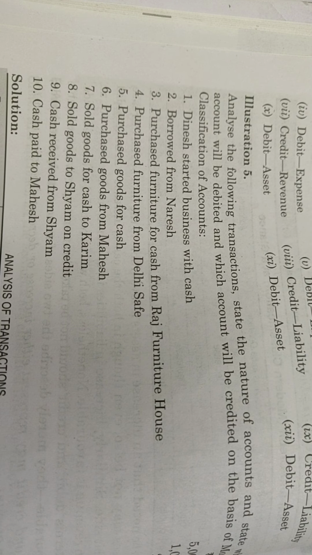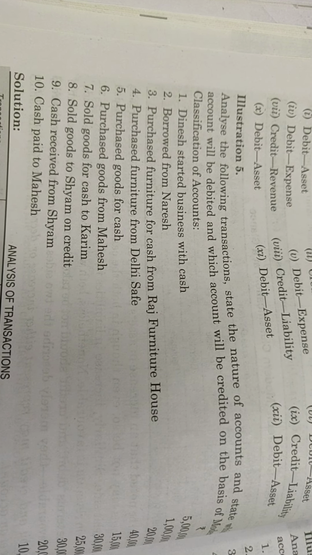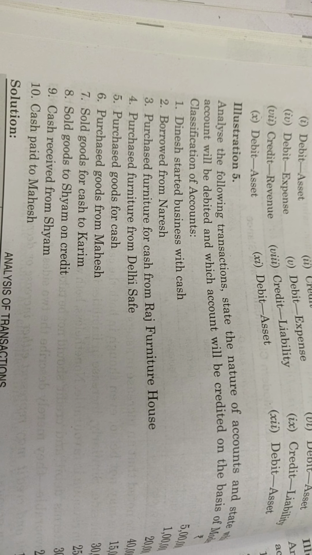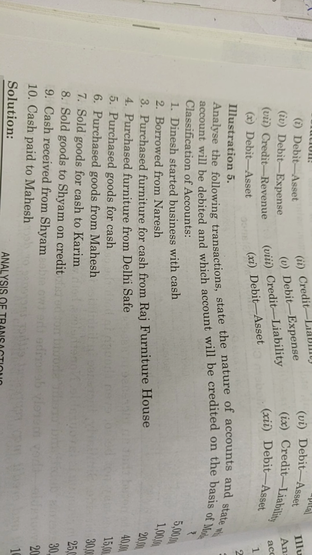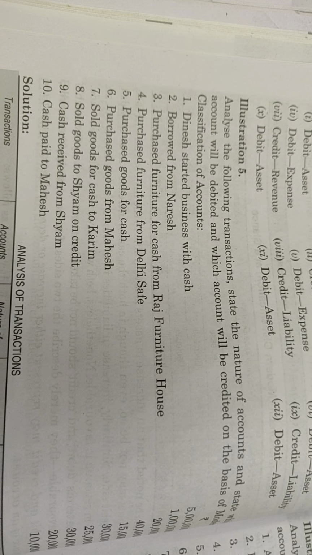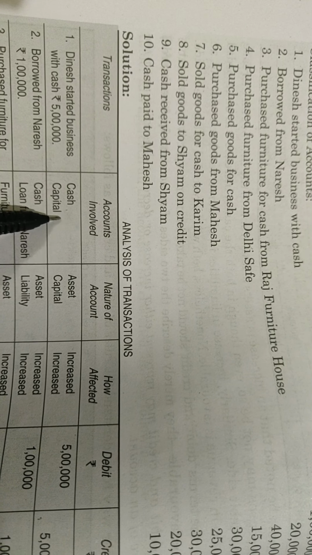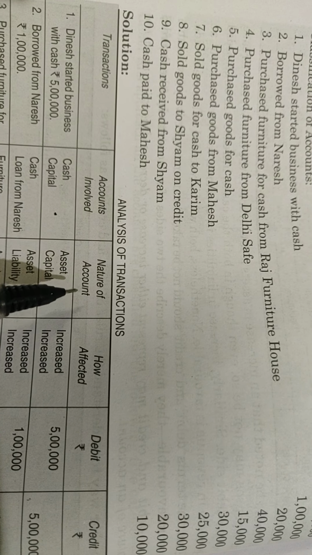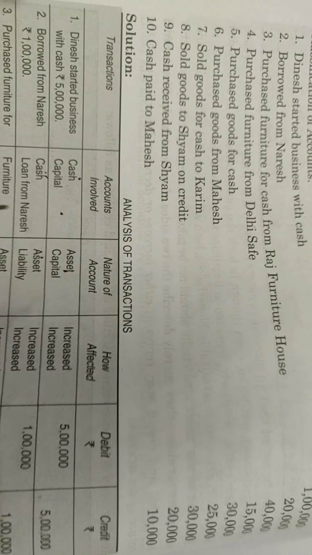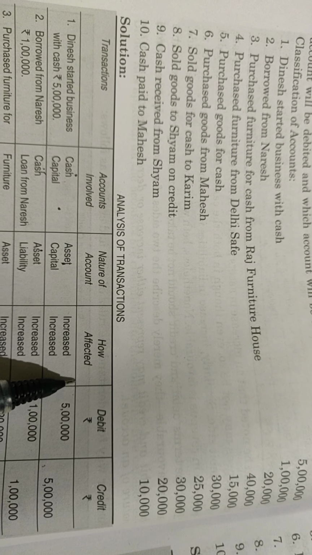Fine. So Dinesh started business with cash. In this, Dinesh has started, so obviously he is the proprietor. So we have the proprietor's name, so it is a personal account. Then cash is coming in, so cash is a real account. So we have identified here two accounts. Here they have written accounts involved: cash and capital. Now what is the nature of the accounts? Cash is certainly your asset. Then capital is your capital, because we have a head of capital itself. Now how they are affected, they have explained.